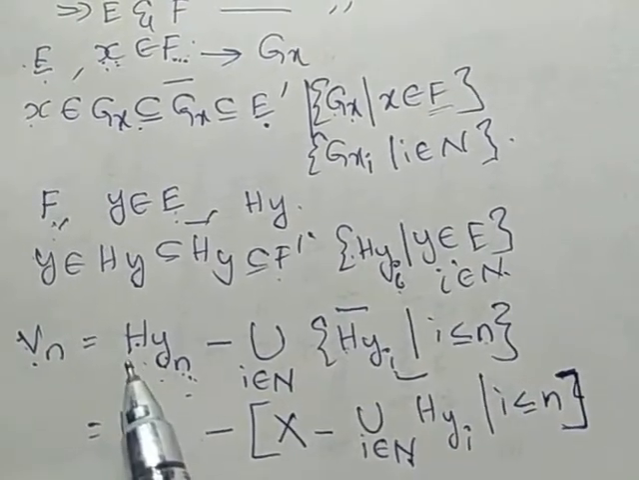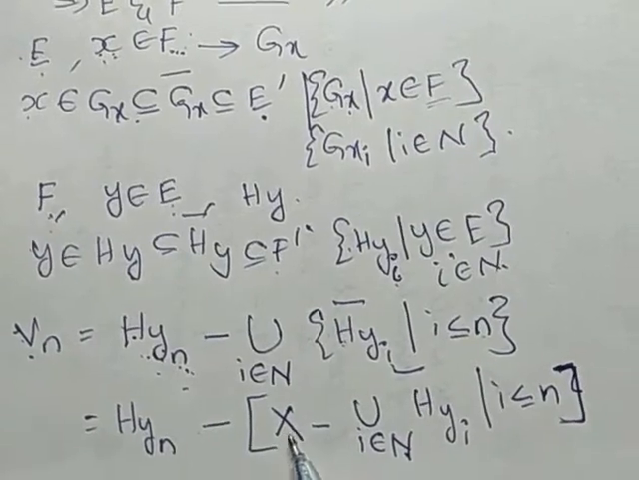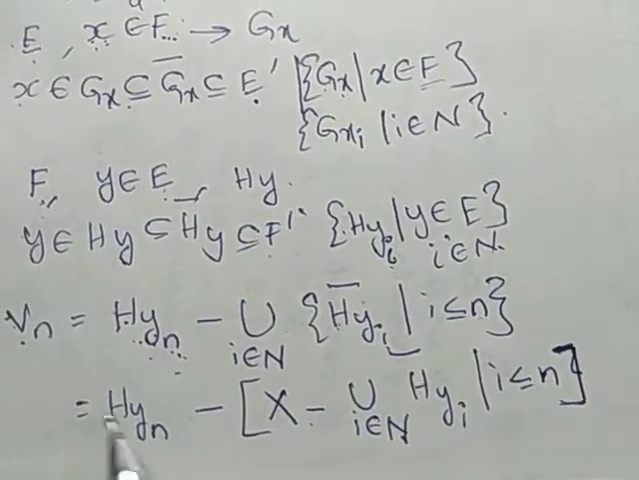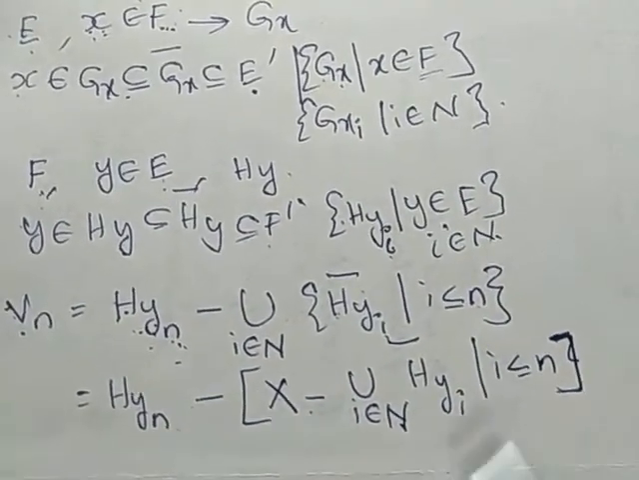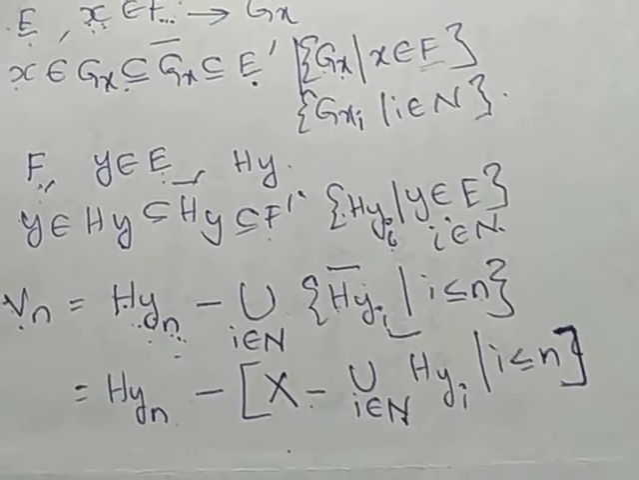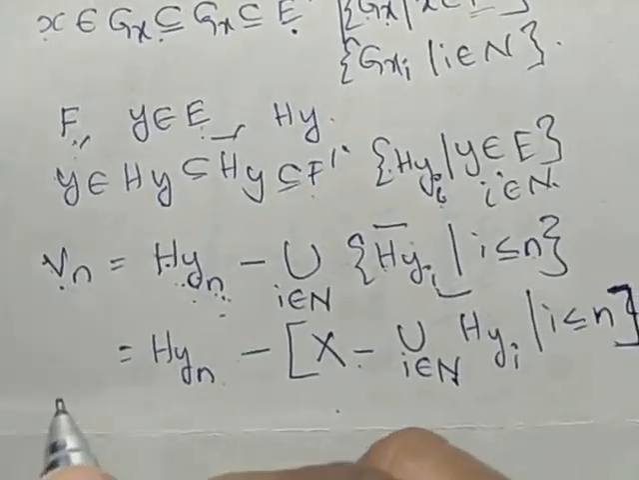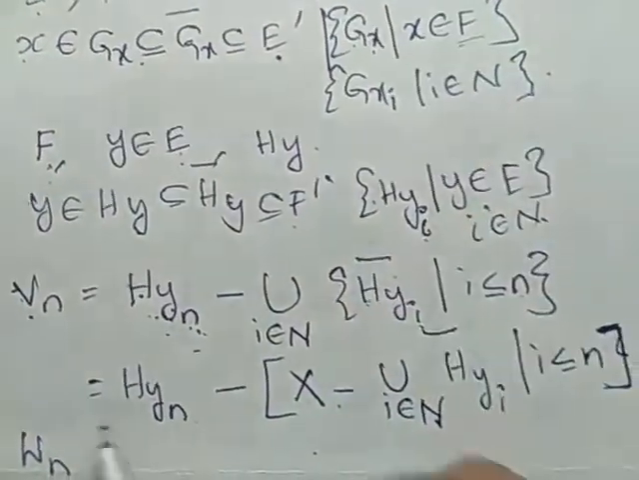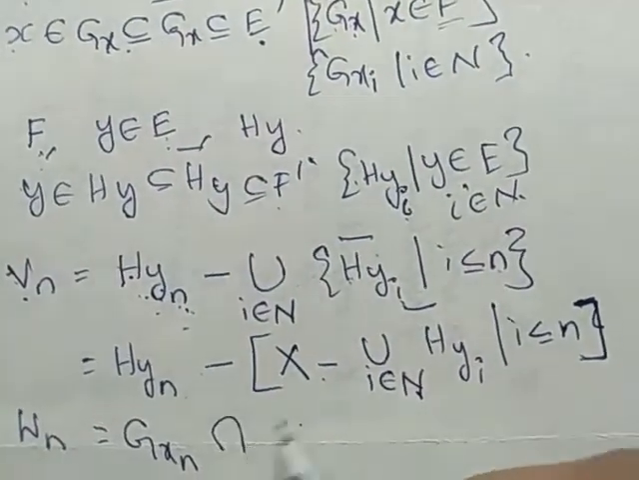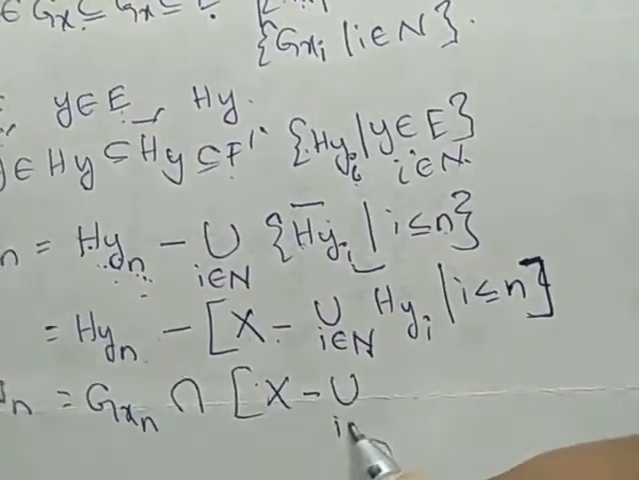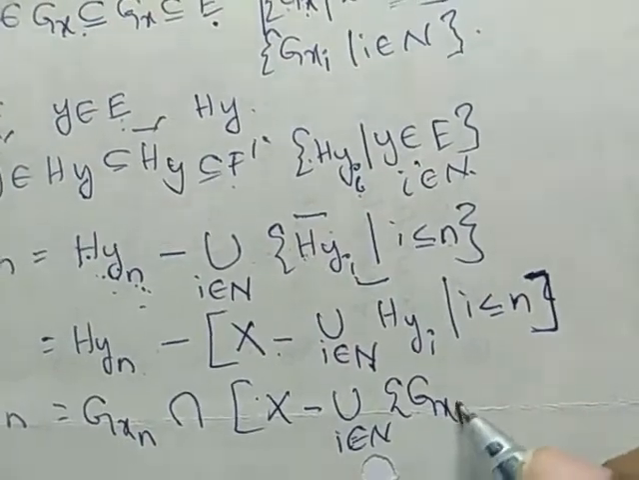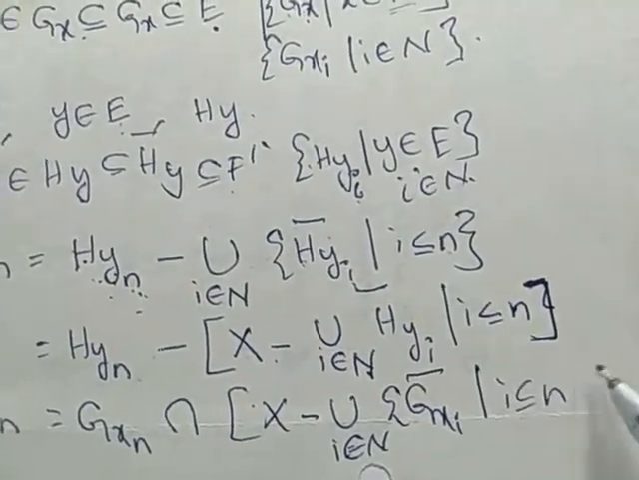See here, I am removing only these elements and I have to retain only this element. Now, here I am considering whatever elements in X we are having, we are removing all those elements here, and again except Yn, we are going to remove all the elements of X. Similarly, I am going to define Wn. Wn is, this we have defined for H, now we are going to define for Gx. So, Gxn intersection X minus union of i belongs to N such that Gxi closure, i less than or equal to N.